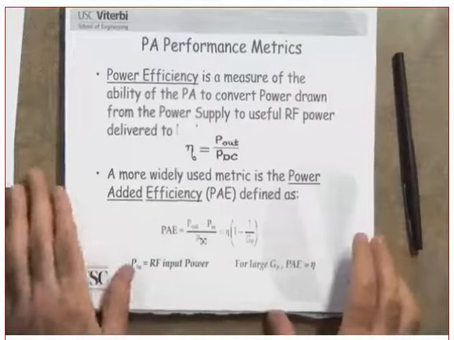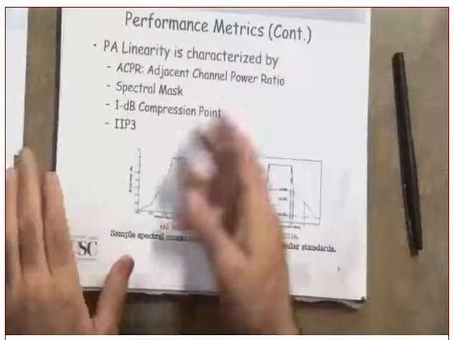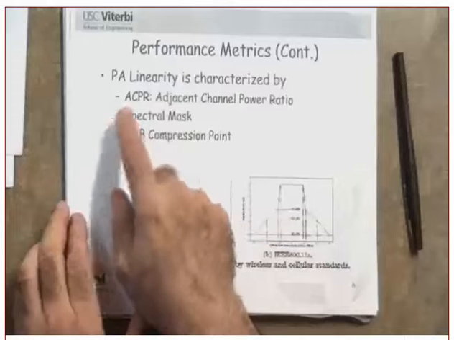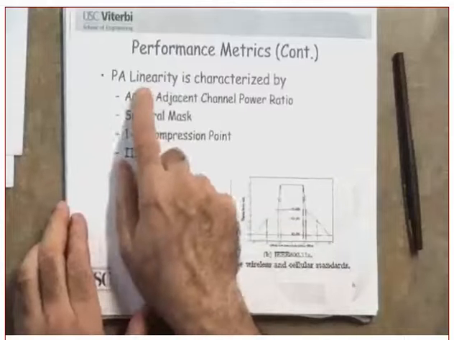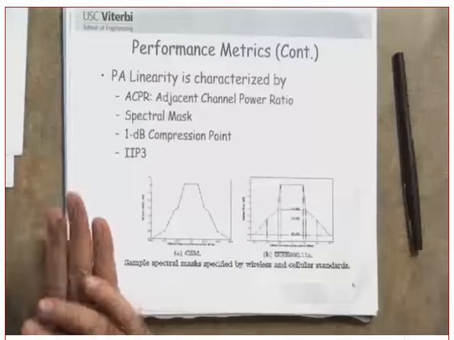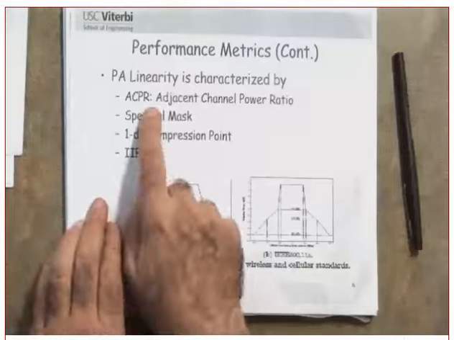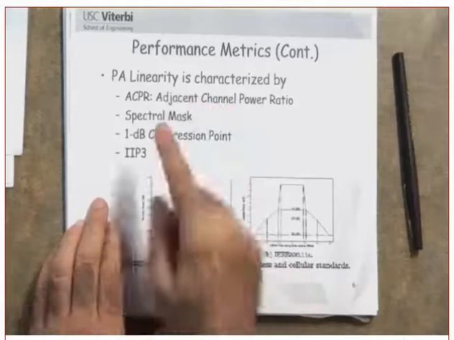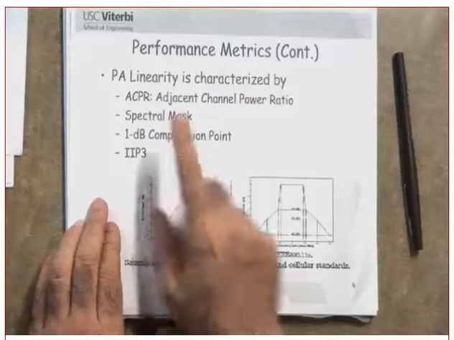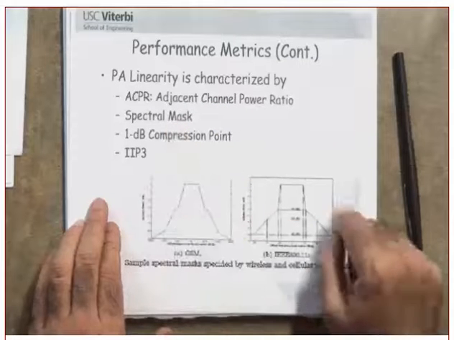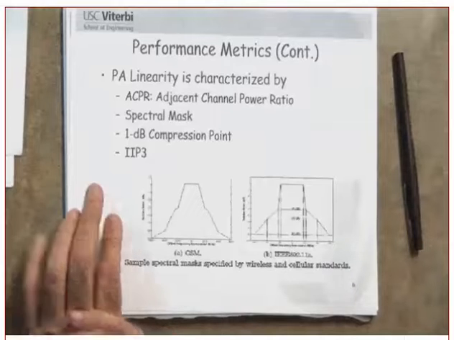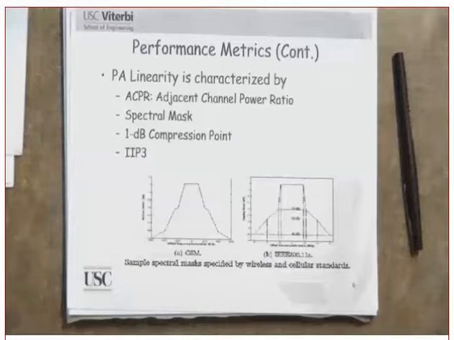Okay, good. Now, one of the performance measures as far as linearity is concerned: how do you know whether your system is linear or not? You check, for example, the ACPR, the adjacent channel power ratio. You check the spectral mask. If your emission is within your spectral mask, that's an indication that everything is linear. You are not getting those sidebands.